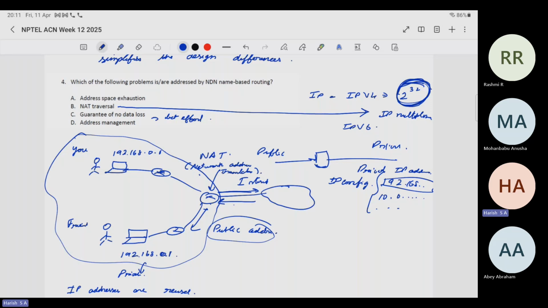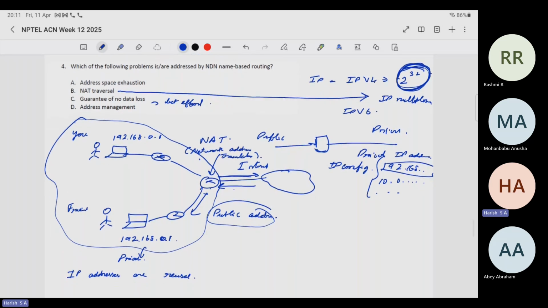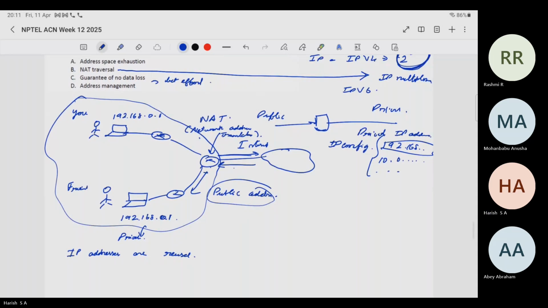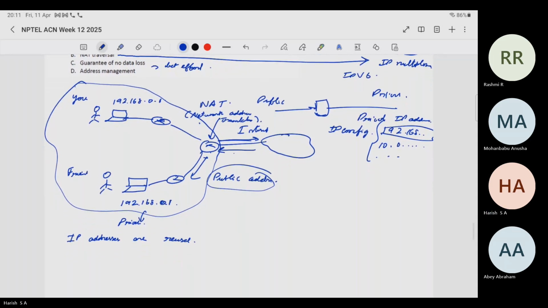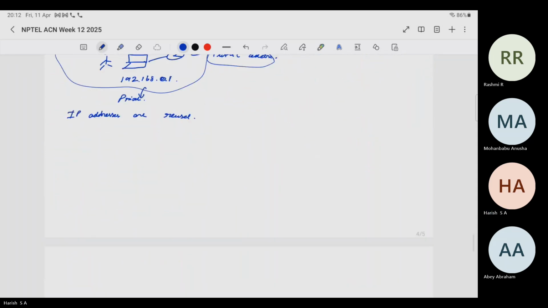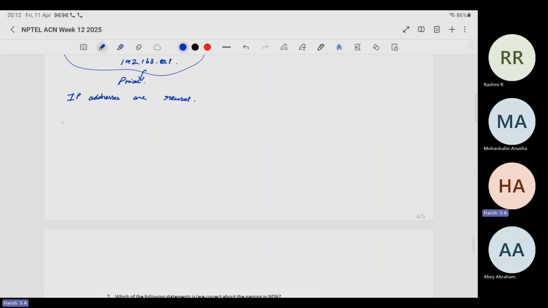So which of the following problems are addressed by NDN name-based routing? One of the motivations. The actual answer starts from here. I was just explaining the context of the options.